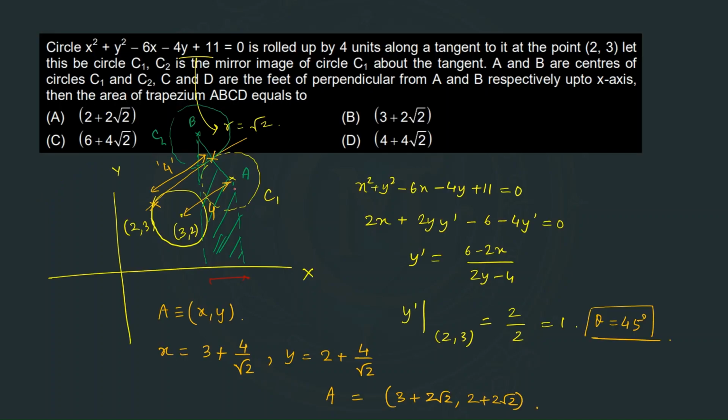This is the tangent to this circle and this is the mirror image of this circle. So circle C2, this is the point B and this is the point A. Now we calculated the coordinates of this point as 3 plus 2 root 2 and 2 plus 2 root 2. Now we know that when we roll up this circle by 4 units, the radius of this circle remains unchanged.